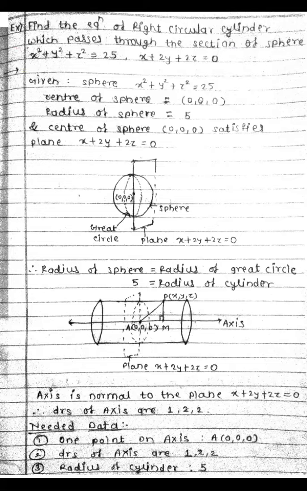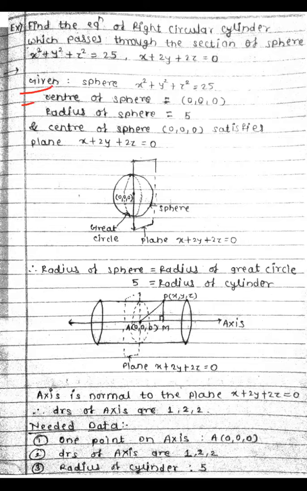And now from that circle, the intersection of the sphere with the plane, you will obtain a circle. Then that circle is to be considered as a portion of a right circular cylinder. That means you have to imagine one cylinder passing through that obtained circle. Then what will be the equation of the right circular cylinder? Now come to the solution.